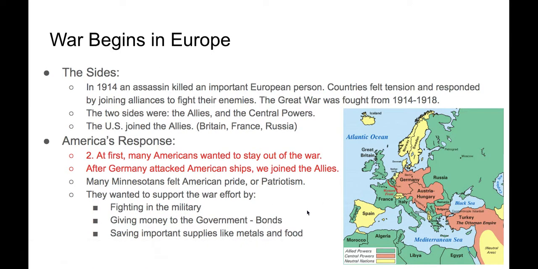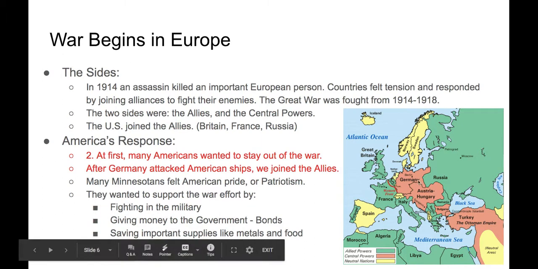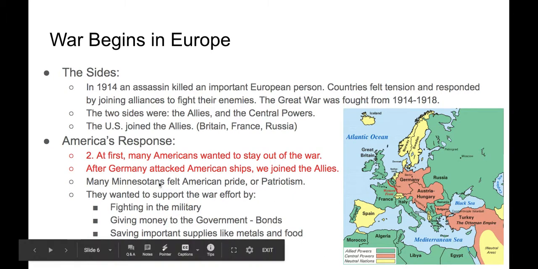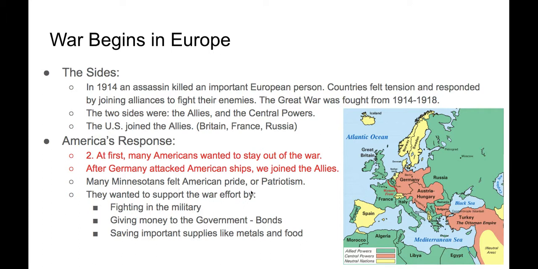And Americans felt like it was not their problem. But when Germany, that's this pinkish one right here, attacked an American ship, the United States joined the war. Many Minnesotans felt a lot of American pride or patriotism. Remember, that's one of our vocab words.